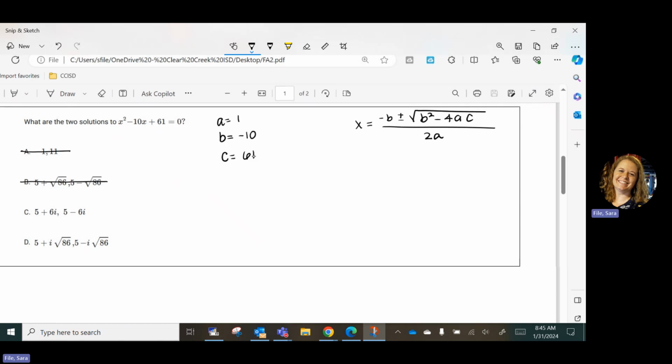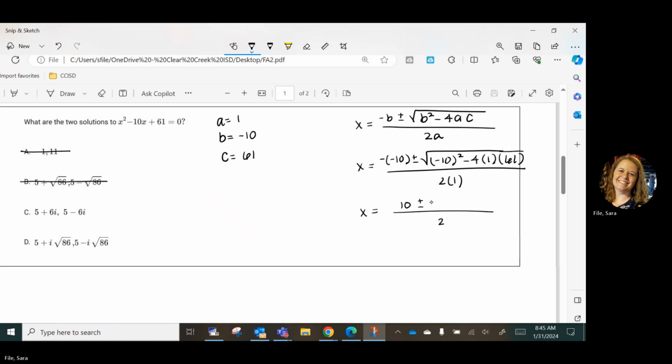Good. So now I'm ready to plug those in. I talked about last week when we did these notes, I would always, always, always use parentheses when I'm substituting numbers in. So I got my b's plugged in, a and c, and a again. So now I'm ready to simplify. In the denominator, that's just a 2. Here, that's going to become a positive 10. Now I just need to simplify what's under that radical.